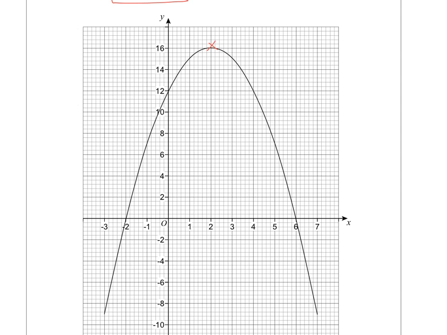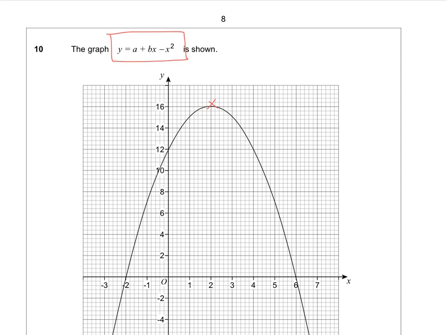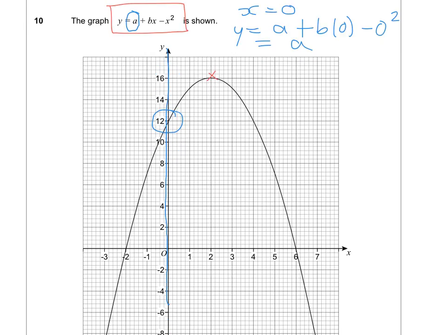10 part B, circle the value of a. Now if we look at the equation of the graph, a will represent the y-intercept. Now we know this because if x is equal to 0, this is always where a graph will cross the y-axis. If you look at the y-axis, every single coordinate on that point has an x-coordinate of 0. If we substitute x equals 0 into this, we have a plus b times 0 minus 0 squared, which of course simplifies to a. So the y-intercept is a, the numerical constant term at the end of this function. So we can see that the value of a has got to be 12.